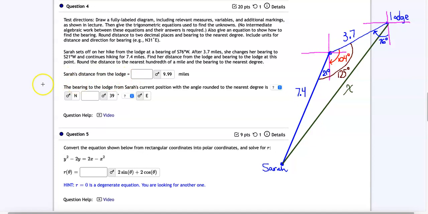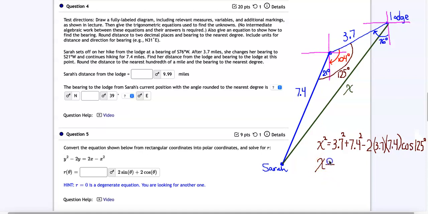Okay, now that I have these labels, I have everything that's necessary for this first question, and that is Sarah's distance from the lodge. This will be a law of cosines, so now let me write that up. Okay, so here is the law of cosines equation that you need to show on the test. Now notice here I say to give the trigonometric equations used to find the unknowns. No intermediate algebraic work between these equations and their answers is required, which means that after stating this equation, you can go straight to x.